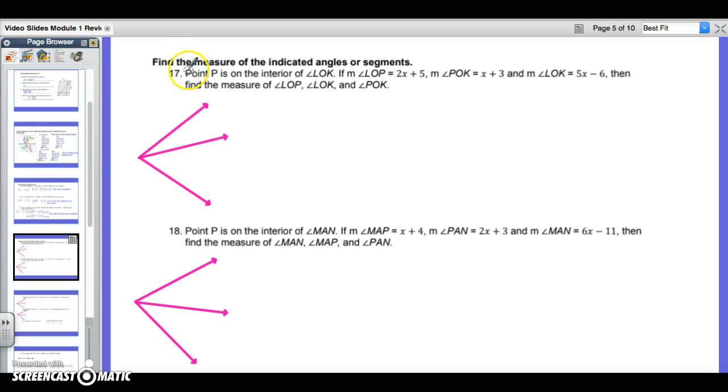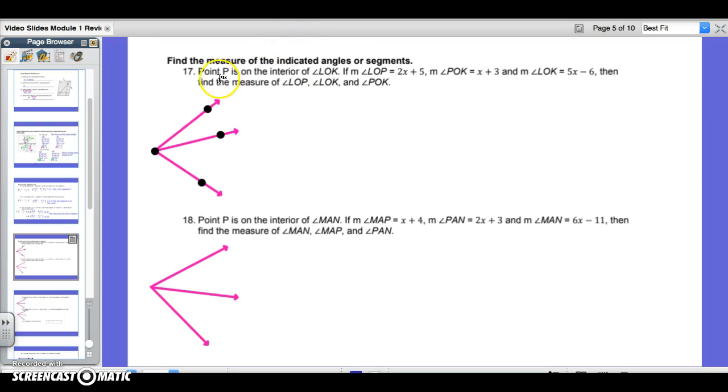Okay, so first let's read this sentence. It says point P is on the interior of angle LOK. So we have a point here, we have a vertex here, and a point here. That's the angle, and then here's this. So let's label it. It says point P is on the interior of angle LOK. So I'm going to first label this L, O, and K. And then it tells me that point P is in the interior.